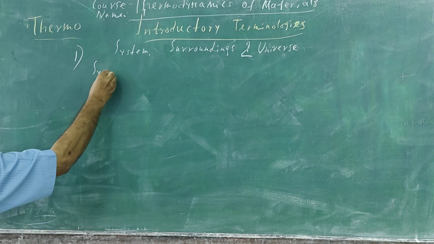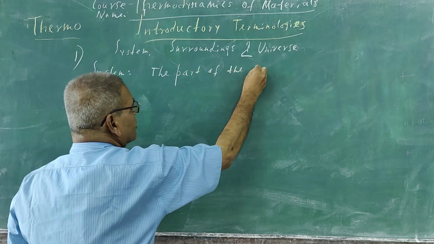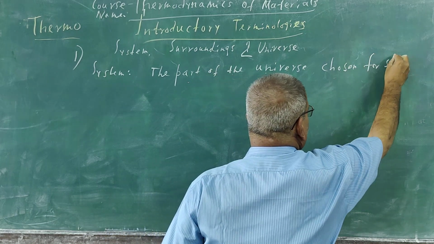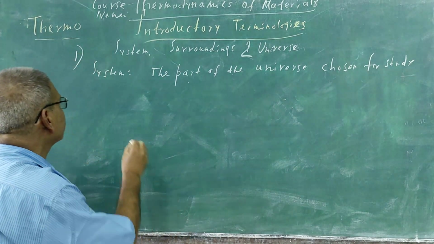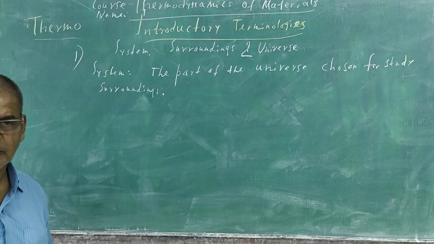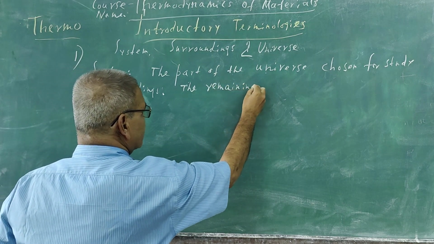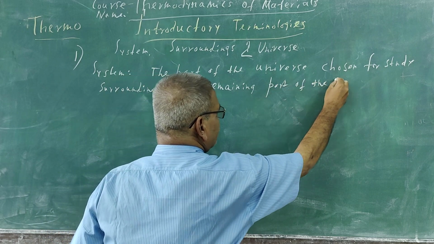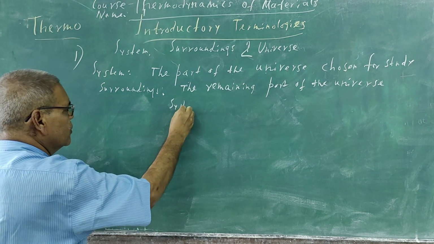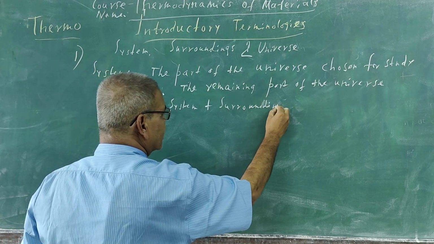For example, start. System. What is system? System is the part of the universe chosen for study. And then surroundings is the remaining part of the universe. From which we may conclude system plus surroundings will constitute the universe.